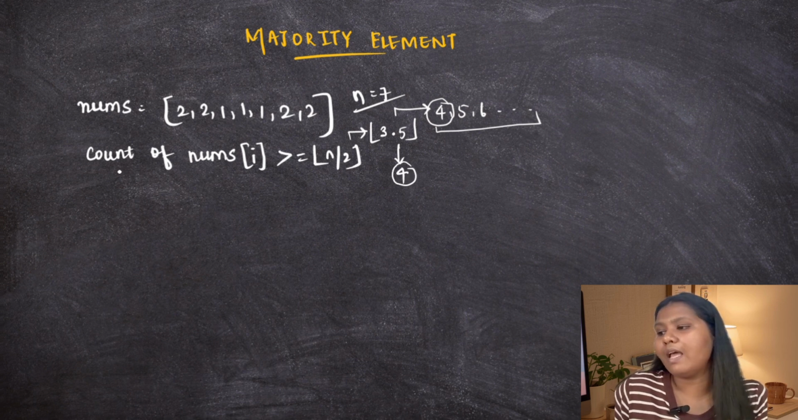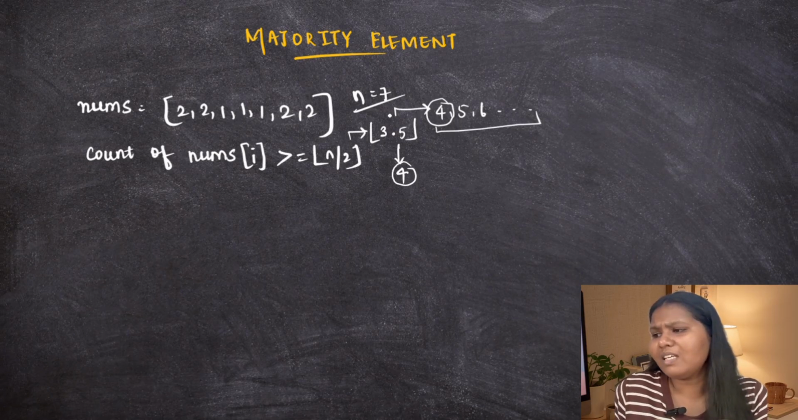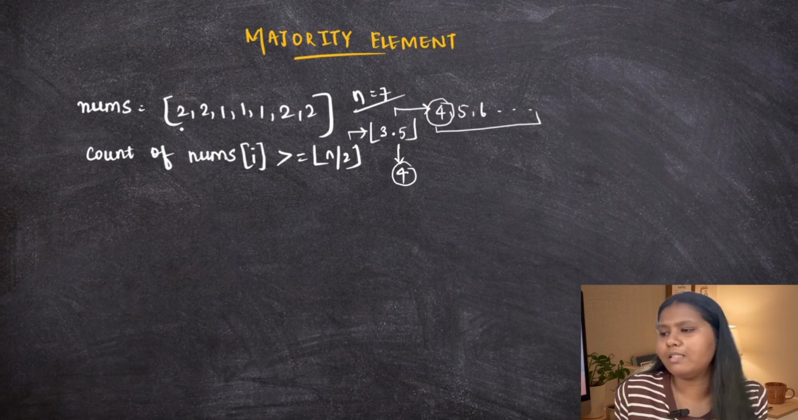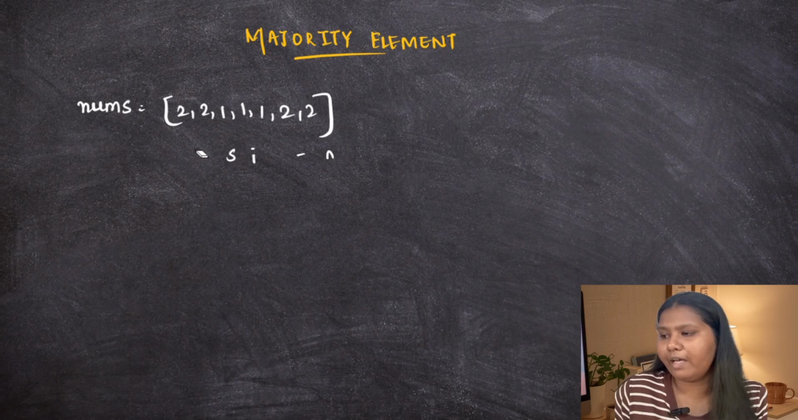So what we can say, the count of the majority element should be greater than or equal to 4 in this array. See this array, which element is having count 4 or greater than 4? We can see 2. 2 is present 4 times in this array. So 2 is the majority element in this array. Let's see how to find that majority element in a given array.